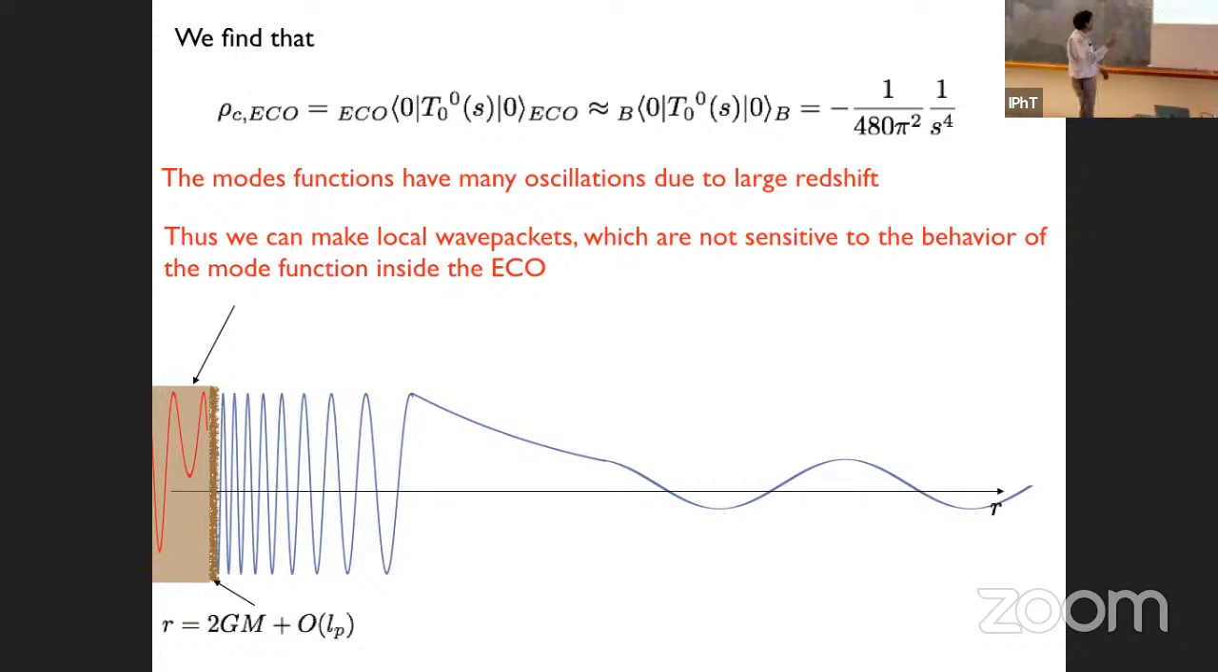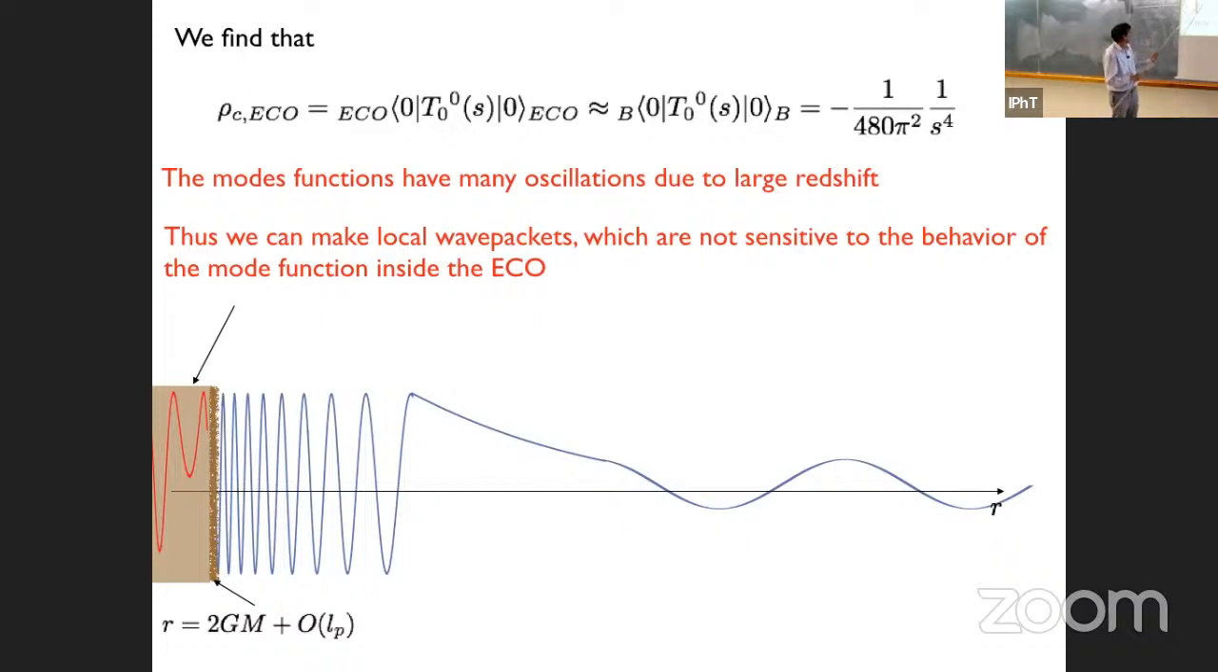It also has a large number of wiggles up to here because they went to high redshift. That was the crucial point. If you're going all the way up to redshift, you know, 1 trillion, then there'll be 1 trillion oscillations over here, or log of that. Inside also, the wave function continues, but it depends on what's happening in the ECO. But very interestingly, and this is the crucial point, I don't actually care about the details.